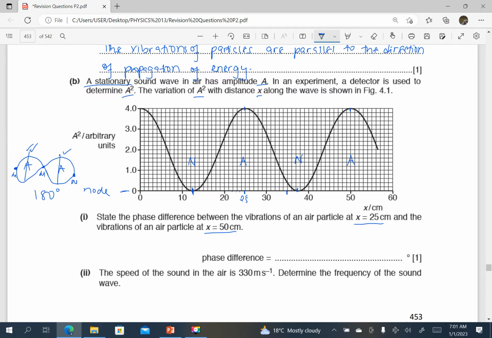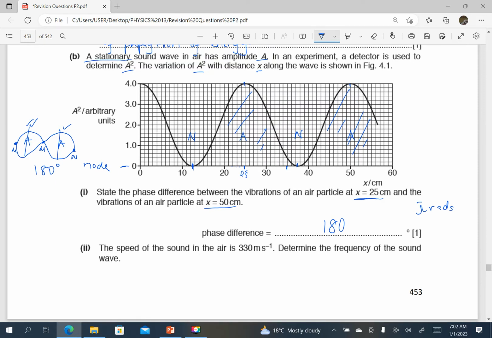Therefore, the phase difference between a particle at x equals 25, that is in this segment here, and a particle at x equals 50, that is in the next adjacent segment, must be 180 degrees because this is a stationary wave. For a stationary wave, particles in two adjacent segments vibrate 180 degrees out of phase. Of course, 180 degrees is pi radians. So it is easy to notice that the particle at 25 and the one at 50 are 180 degrees out of phase.